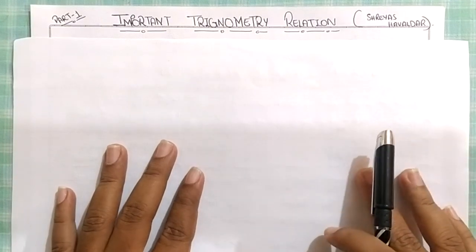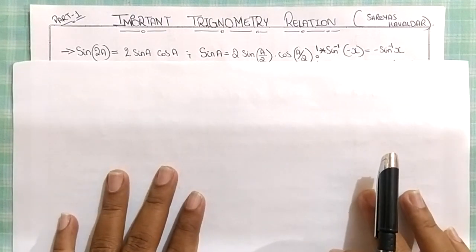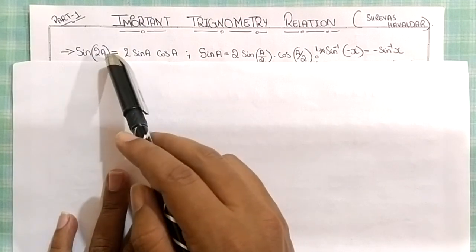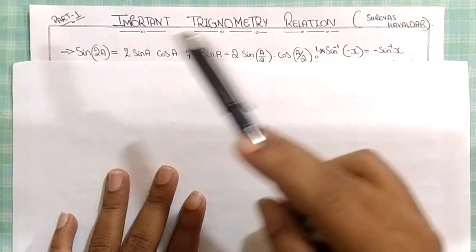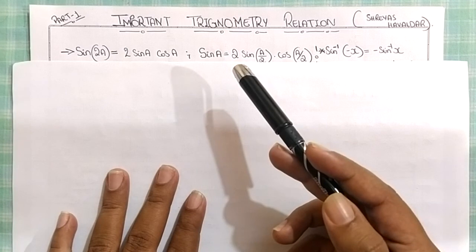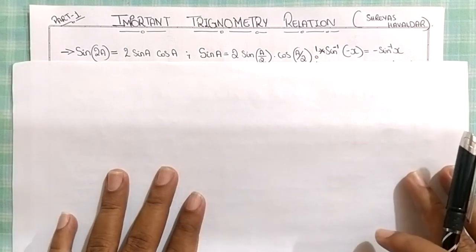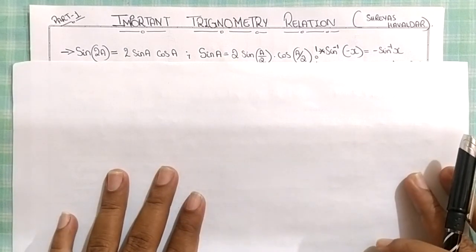Okay, now the first formula, sin 2a. Here a is the given angle. You can also take the angle as theta. Sin 2 theta is going to be 2 sin a cos a, that in terms of theta, 2 sin theta into cos theta.